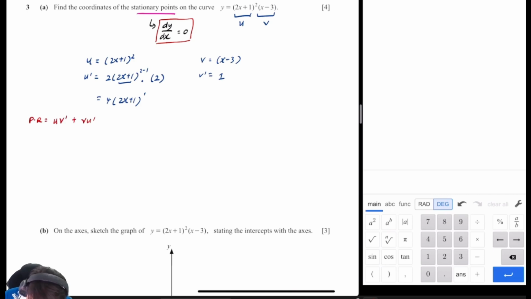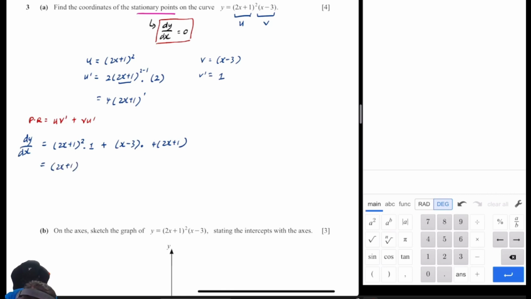So all you need to do is to just write dy over dx is (2x plus 1) squared multiplied by 1, plus (x minus 3) multiplied by 4(2x plus 1). Okay, and for the sake of solving, we just make it easier. So 4(x minus 3)(2x plus 1), and you know that the whole thing is equal to 0, so I wouldn't recommend you guys to write that. Just write it nicely in the next paragraph.